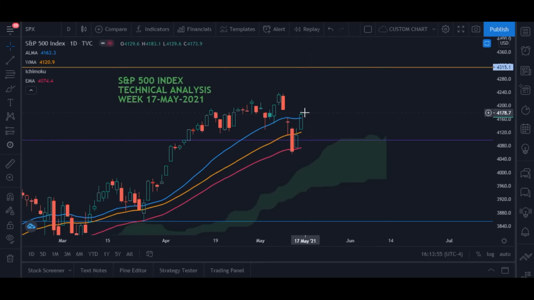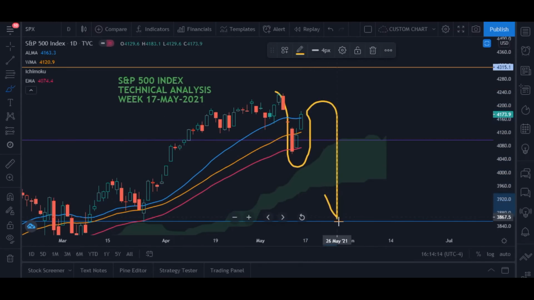On the daily chart, these are the daily candles. It has followed a similar pattern to the Dow Jones, which means that here it is forming a lower high, and then it may come down. So this is the kind of pattern the market is forming. So this is a lower high. Lower high means there is an opportunity to short. You can sell here. There is an opportunity to short.